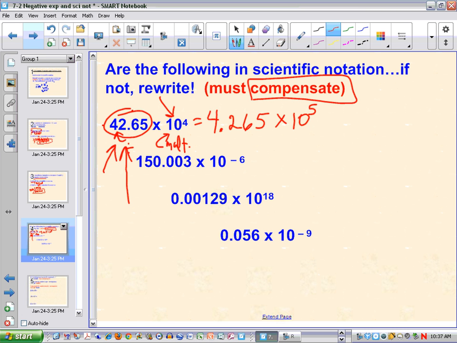Let's try another one. Let's try this 150.003. Okay, that's definitely not scientific notation. It's not between 1 and 10. So if you said to move the decimal here, you would be right.